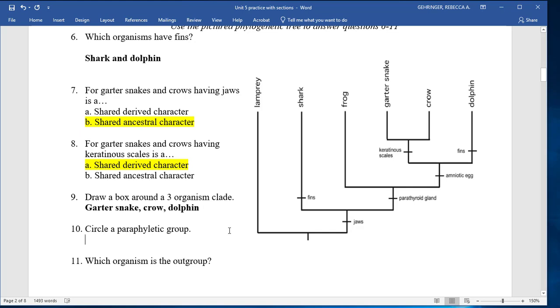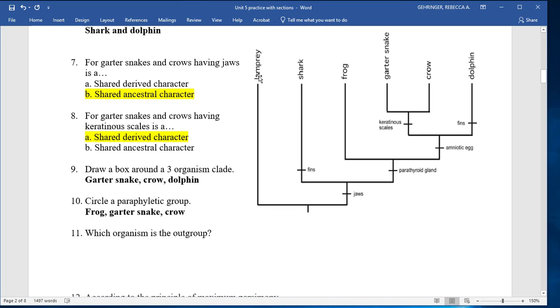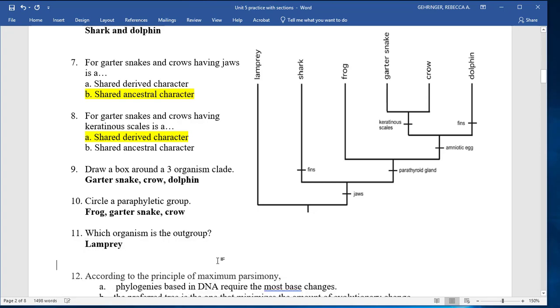So I'm gonna put down frog, garter snake, and crow. And who's the outgroup on this one? Remember, the outgroup is like the basal taxon, so they're the one with the least derived characteristics. So for us over here, the lamprey is the outgroup. That's that jawless fish with all the teeth, kind of scary looking critter.